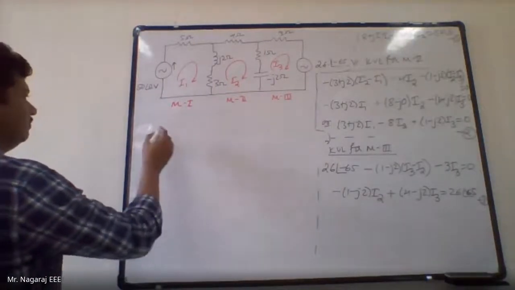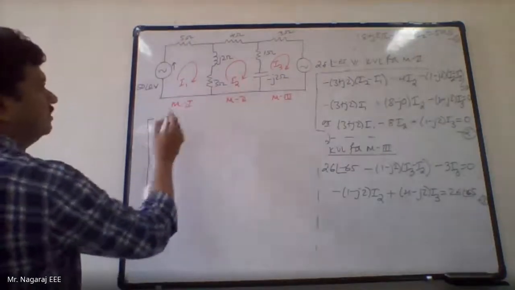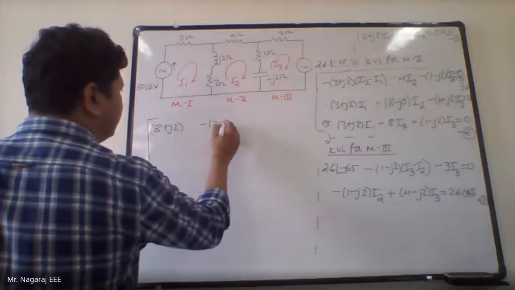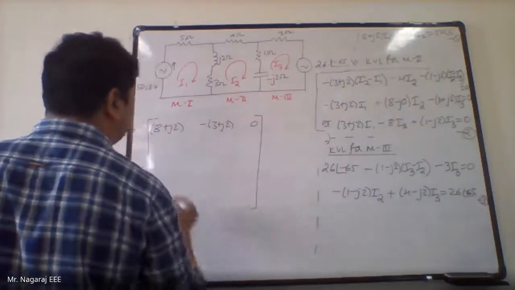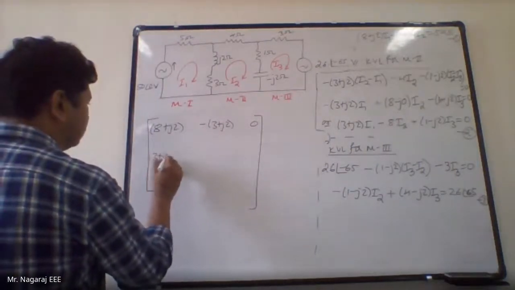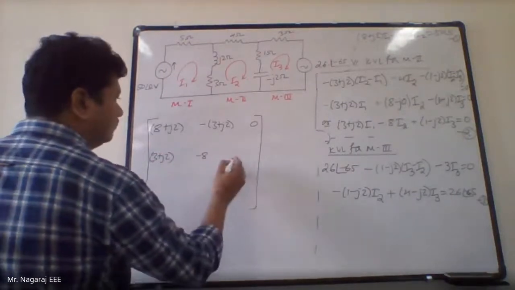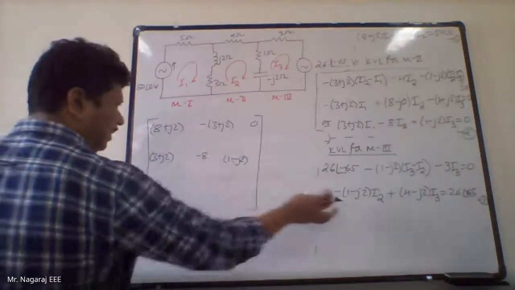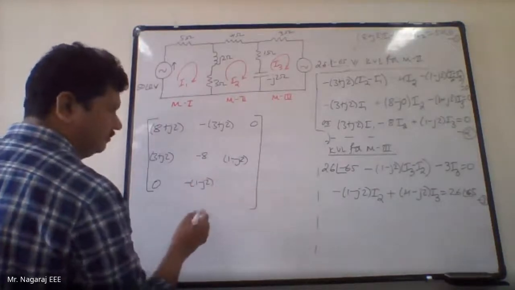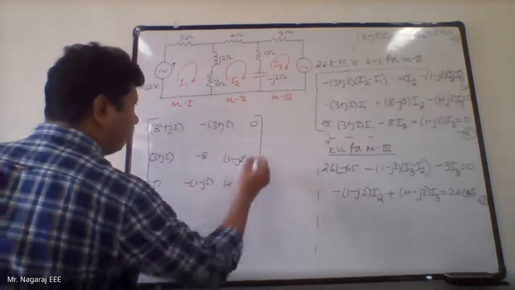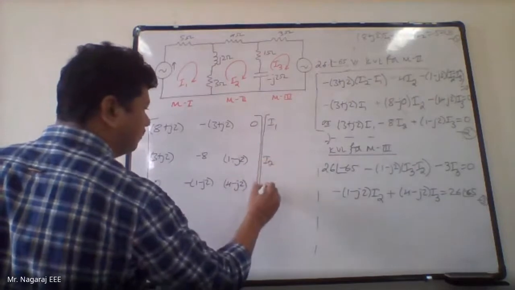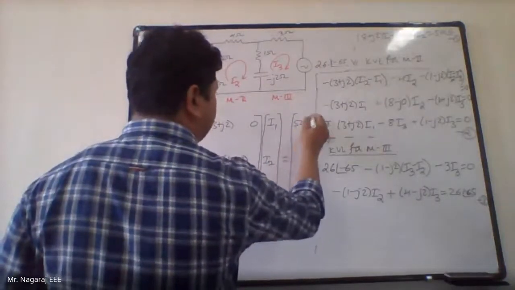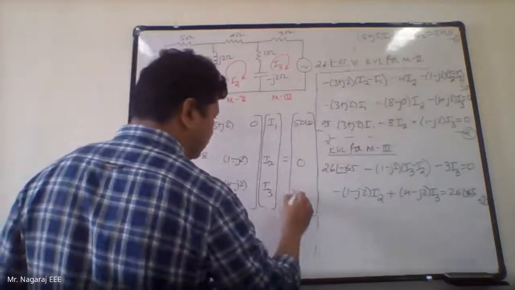Now I will write the equation in matrix form. It is [8 plus j2, minus (3 plus j2), 0]. Second equation: [3 plus j2, minus 8, 1 minus j2]. Third: 0 (the I1 coefficient is 0), minus (1 minus j2), 4 minus j2, times I1, I2, I3, equals the RHS: 50 at an angle 0, second equation RHS is 0, 26 at an angle minus 65.